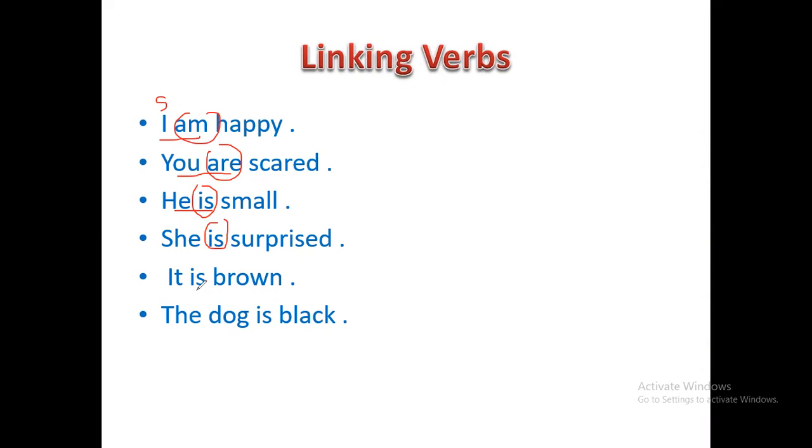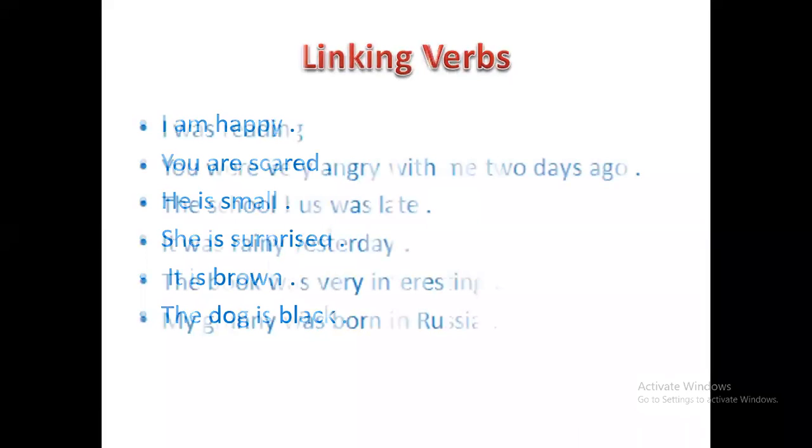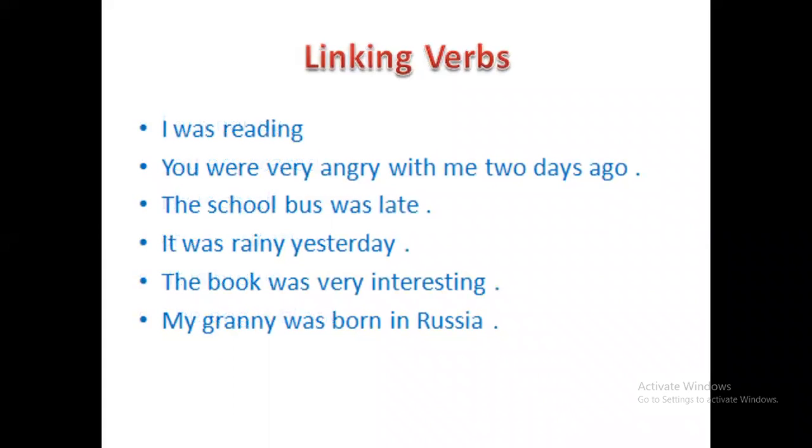She is surprised. It is brown. It is the subject, is is the linking verb. The dog is black. Is is the linking verb. The dog is the subject, is is the linking verb. Black here is an adjective, but it's not important, because it's important, of course, but we will not talk about it in our lesson. So our lesson today is about linking verbs like am, is, are, and the past of am and is, was. The past of are is were.